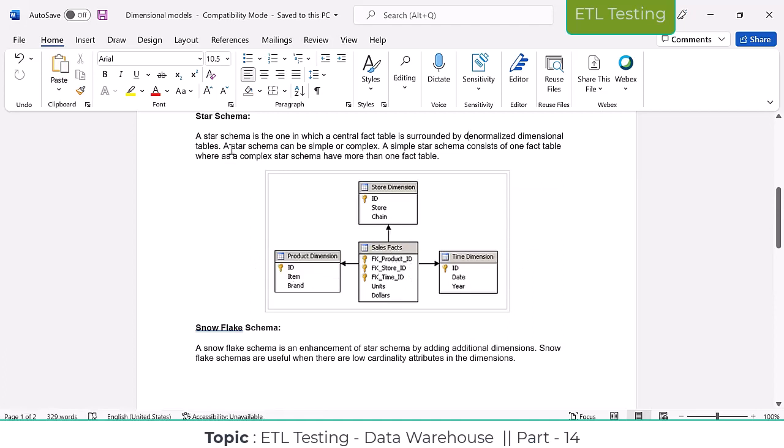Coming to the star schema: a star schema is not only one fact table, guys; a fact table is connected with multiple dimension tables. N number of dimension tables can connect. So it is a one-to-many relation. One fact table is connected with multiple, n number of dimension tables, so it looks like a star. That is the reason it is called a star schema. That is the naming convention.